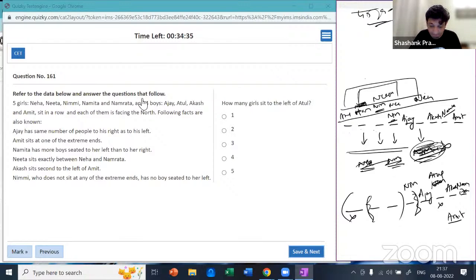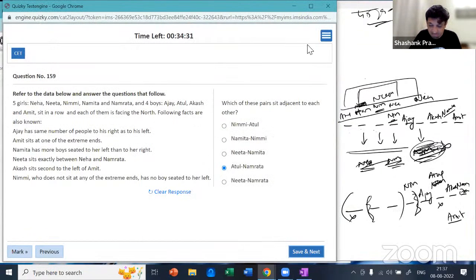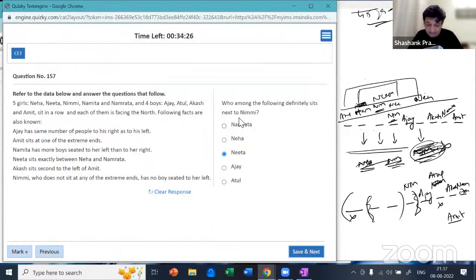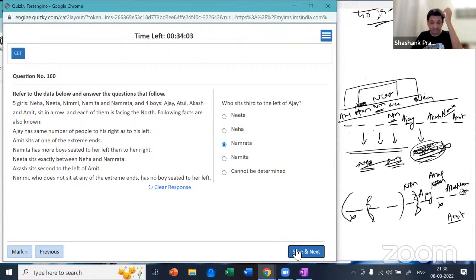Okay, let's see. 157. Definitely sits next to Nimmi. So Ajay definitely sits next to him. Yeah, this was okay. Akash is fine. Then sit adjacent to each other. Atul, Namrata no. Neeta, Namrata. So basically Neeta, Namrata or Neeta, Neha. Okay, this is fine, I think. Third to the left of Ajay, 1, 2, 3, definitely the middle one, Neeta. I think this makes sense now.